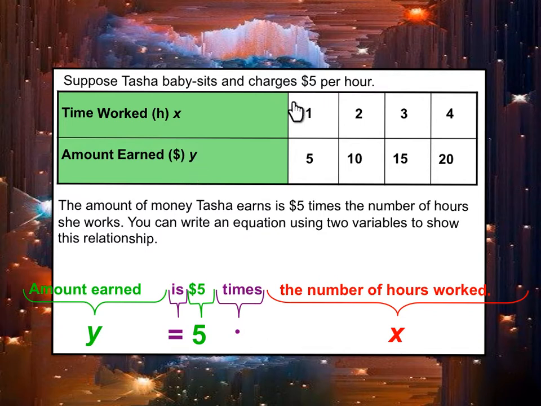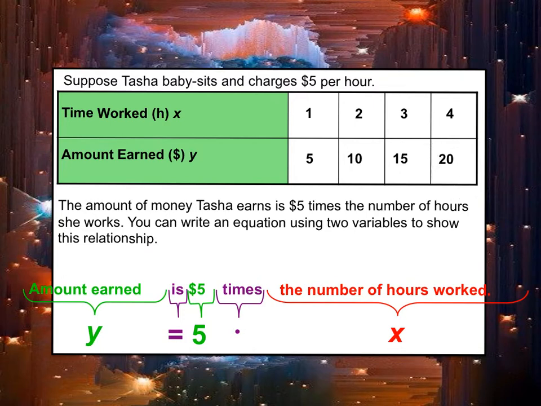So for 1 hour of work, she will make $5. For 2 hours of work, she would make $10. If she worked for 3 hours, that would be $15. And for 4 hours of work, she would earn $20.